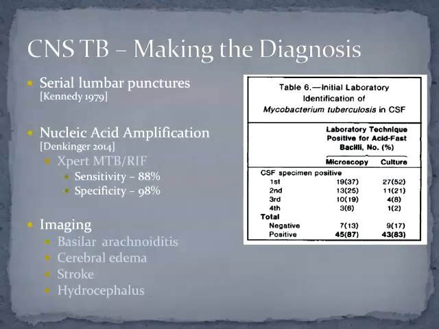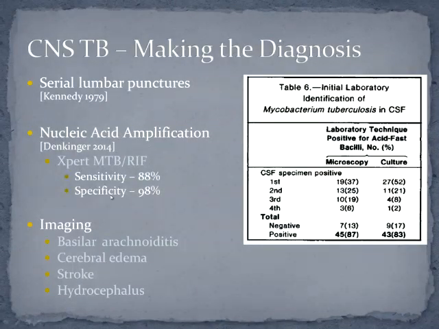So the real way to make the diagnosis is through CSF. And this is a study going way back to 1979, looking at the utility of serial lumbar punctures in identifying the organism. What they showed here is that with the first lumbar puncture on just the microscopy, so a smear, your chance of detecting a TB is about 37%. On culture, about 52%. With subsequent lumbar punctures, you increase that yield significantly. If you end up doing four serial punctures, then your detection rate is about 87%. So the standard recommendation from that time on was to do serial lumbar punctures if you're highly suspicious of this to confirm the diagnosis.